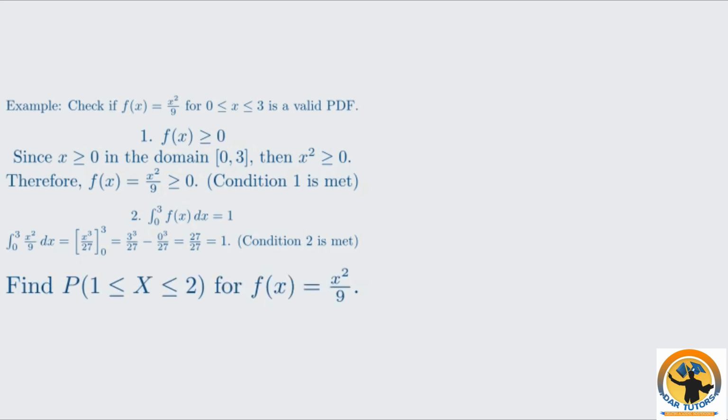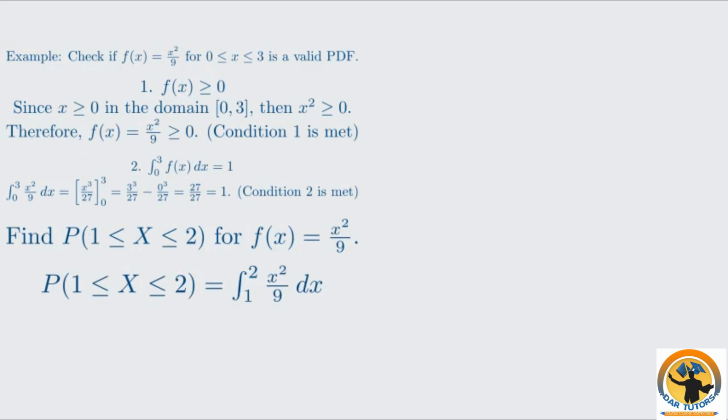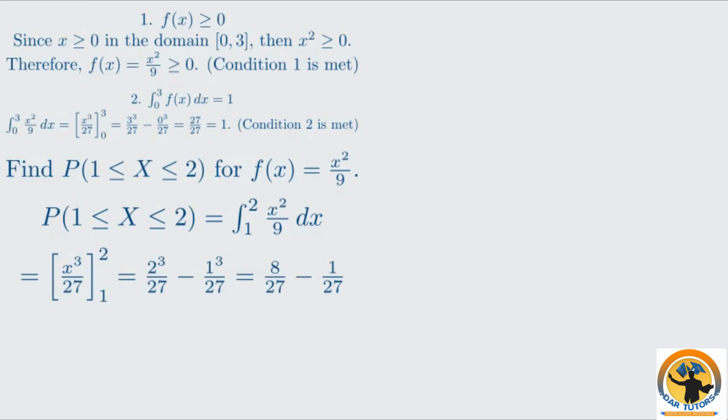Let's find the probability that x is between 1 and 2 inclusive. This probability is simply the integral of our PDF, x squared over 9, from 1 to 2. The antiderivative is the same as before, x cubed over 7. We just need to evaluate it between the new limits, 1 and 2.